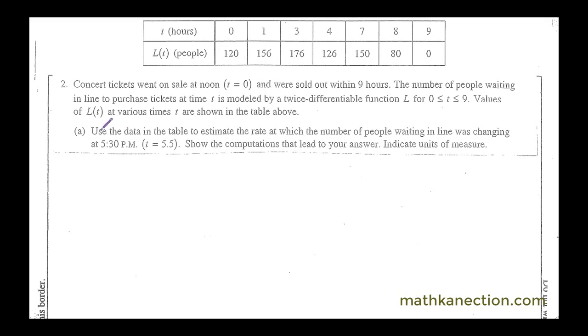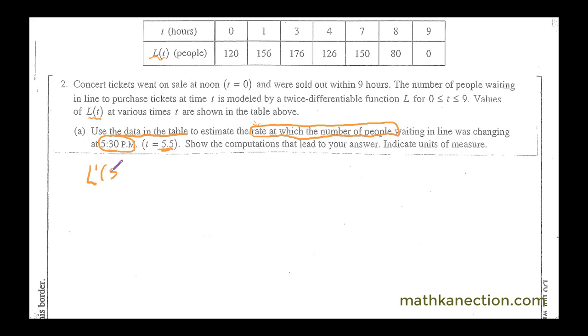So in problem number 2, part A, we need to use the data in the table to estimate the rate at which the number of people waiting in line was changing at the time 5:30 p.m., which is t equals 5.5. So we're looking for a rate. In the table, they gave us L of t, and L of t are the various values shown in the table, which is about the number of people waiting in line. So we need the rate, so we need the derivative.